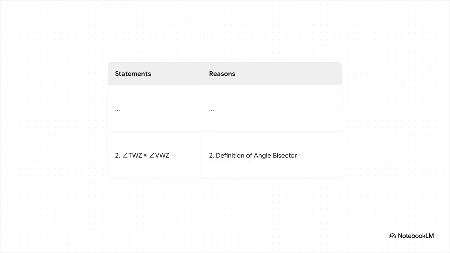Now let's unpack that first clue. What does bisect an angle actually mean? Well, by definition, it just means it splits the angle into 2 smaller, perfectly equal angles. So our next logical step is to say that angle TWZ is congruent to angle VWZ. All right, let's move on to our next given. We were also told that side WT is congruent to side WV. So let's get that down on the board as our third statement. Now, this next part is a classic move in geometry proofs.